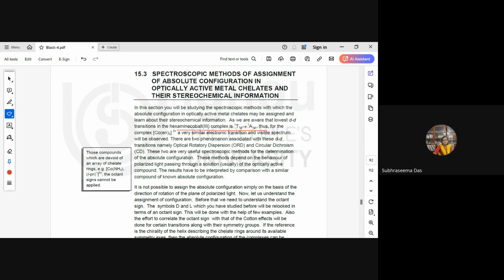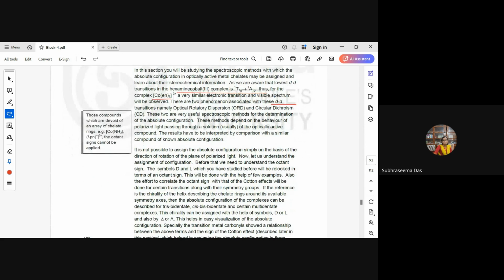For this complex, Co(en)3, we observe a visible spectrum. There are particularly two phenomena associated with d-d transitions. One is called ORD, that is optical rotatory dispersion, and another is called CD, that is circular dichroism.